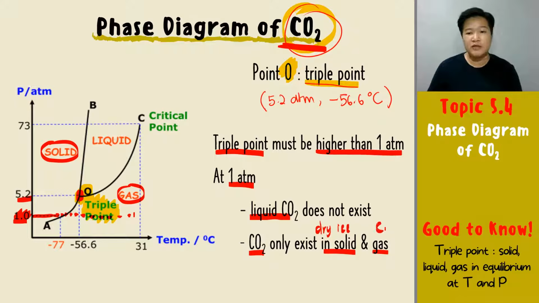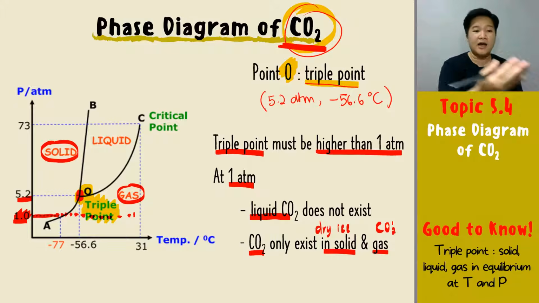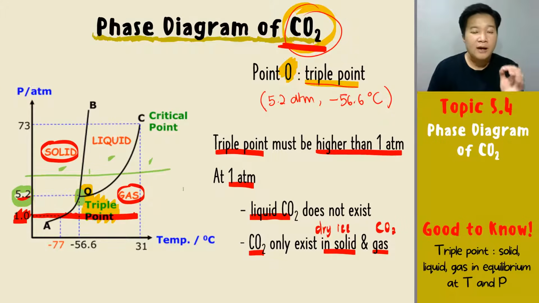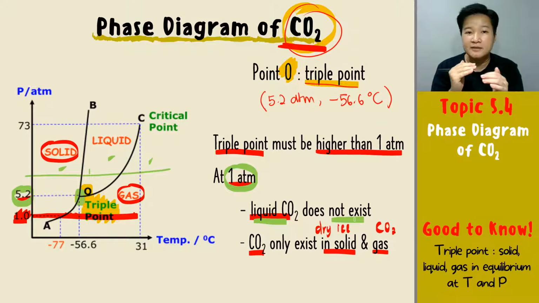And the gas that we are talking about is the carbon dioxide gas that we have in our surroundings. Okay? So your 1 atm for carbon dioxide can only pass through your solid and your gas. Okay? That is your 1 atm. That's why your triple point over here must be higher than your 1 atm, because anything above the triple point, you need to pass through solid, liquid and gas. But we know that for carbon dioxide at 1 atm, liquid does not exist. That's why the triple point of your CO2 must be higher than 1 atm.